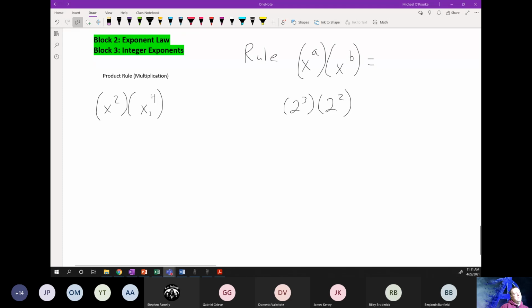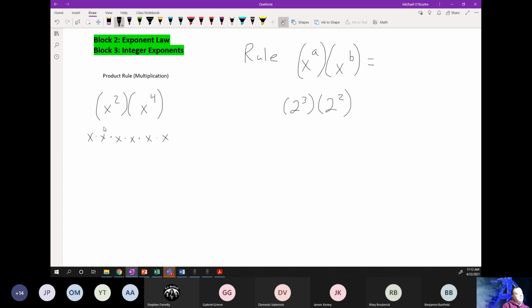So let's look at this first: x squared times x to the 4. What does x squared mean? X squared means x times x. Do you agree with that? Yes, no, maybe so? Perfect. And now what does x to the power 4 mean? It means x times x times x times x. Correct?